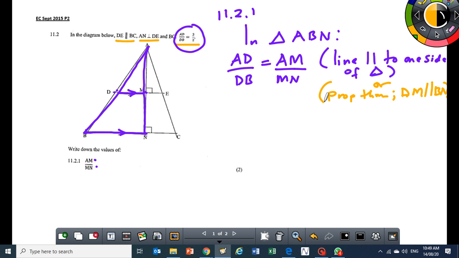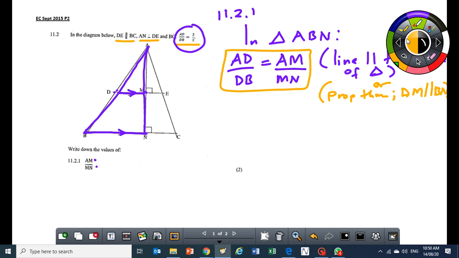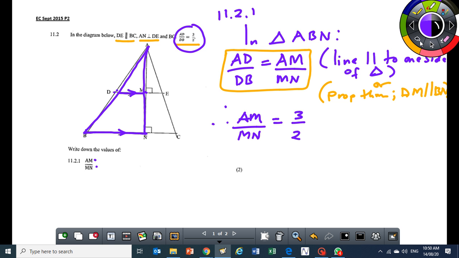Now, once I write this, I now know that that's my equation or my statement. But I know that AD over DB is equal to 3 over 2. So I can straight away write therefore AM over MN is equal to 3 over 2. Right? It's 2 marks, so you might get a mark for this statement and the reason together, or they might give a mark for the reason only there and then the other mark there. Okay? So there are two scenarios.